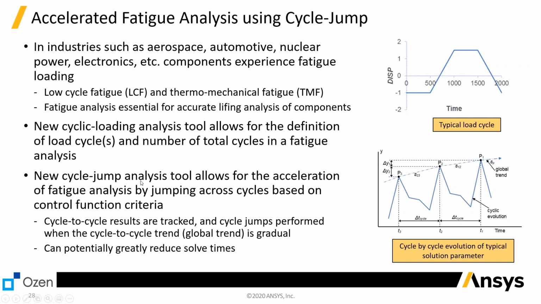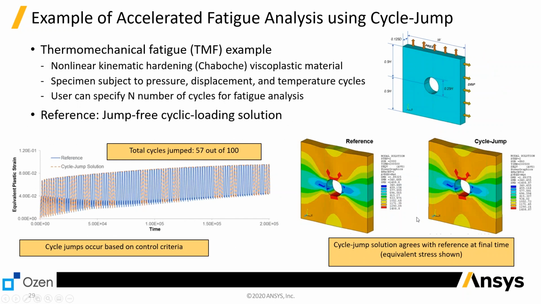As you can see here, the new cycle jump analysis allows for acceleration of fatigue analysis by jumping across the cycle based on control function criteria. There is some criteria you need to apply, and then instead of repetitive cycle like this, you use this accelerated cycle jump. In this slide here, we can see before and after. The performance and the results look exactly the same, but the total cycle was 57 with the new cycle jump instead of 100, which will save a lot of time without affecting the performance.